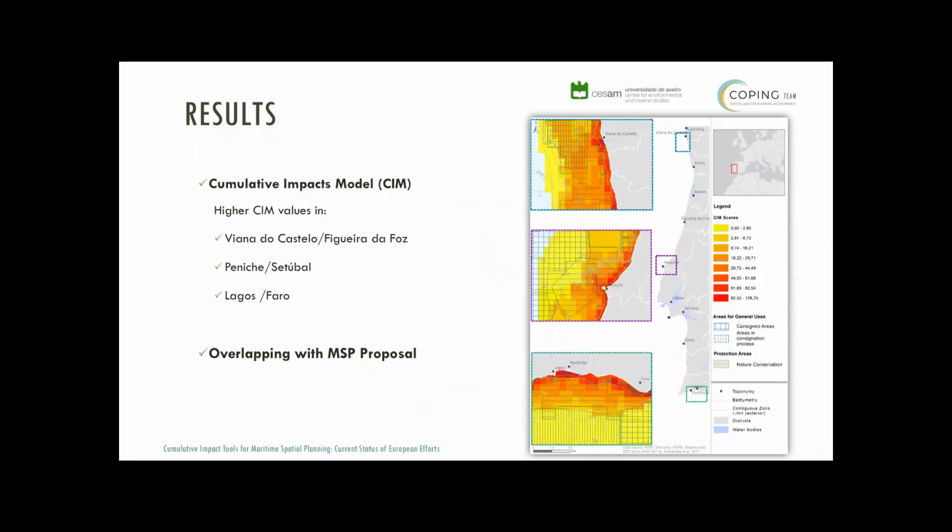When we overlapped with the MESP proposal, we noticed that several potential activities could still occur in locations that were already facing high impacts. This means the areas for general uses we can see in the image. Also, locations with high conservation interests were showing high cumulative impact scores.